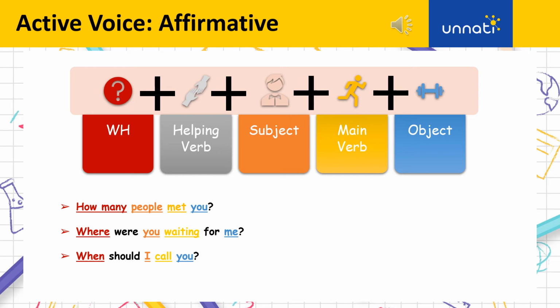Where were you waiting for me? So where is my question word, were is my helping verb. So this is a question with a helping verb in it. You is the subject, waiting is the main verb, and me is the object. Where were you waiting for me?